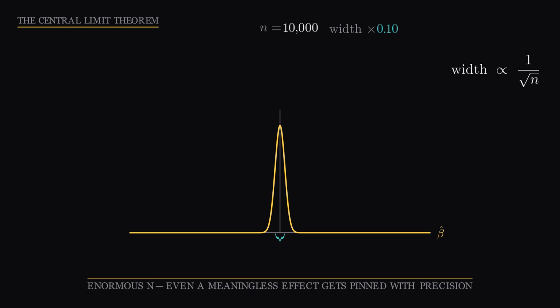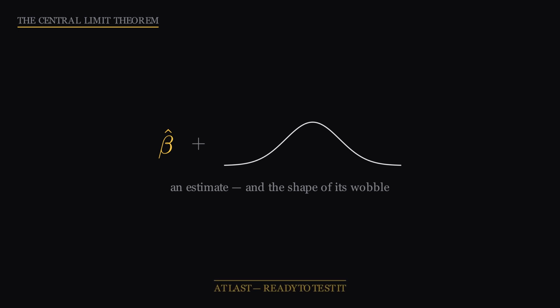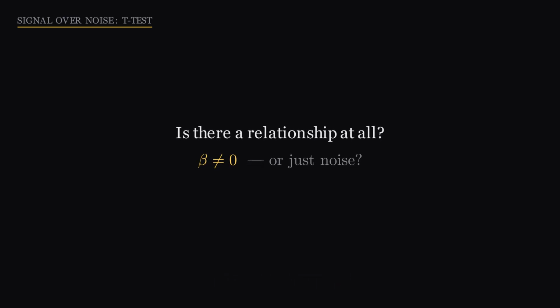Hold on to that thought, because we finally have both halves of the puzzle: an estimate and a full bell-shaped measure of how much it wobbles. We are at last ready to test it. Here's the question a regression is really trying to answer. Is there a relationship at all? Is beta genuinely different from zero, or could this tilt in our line just be noise?